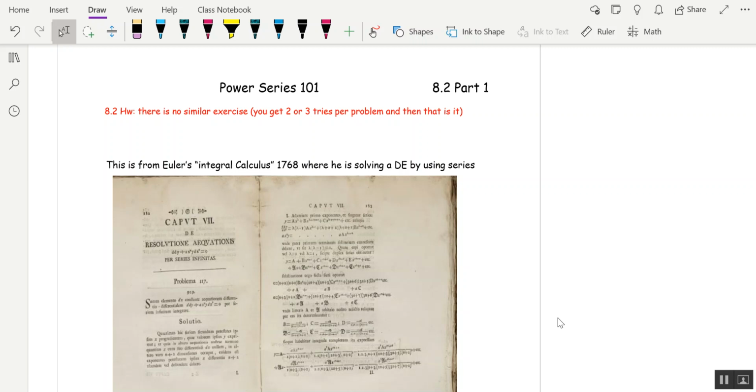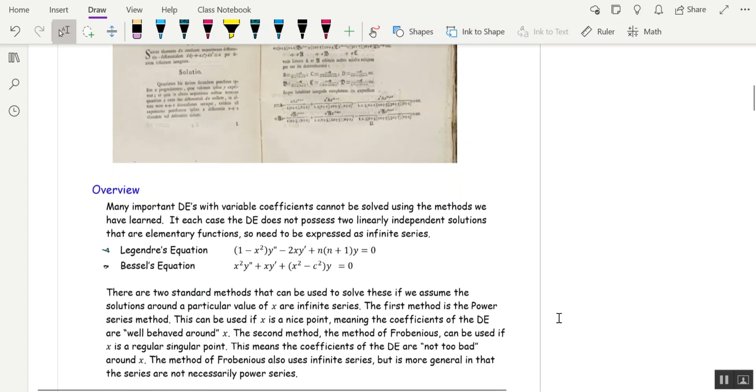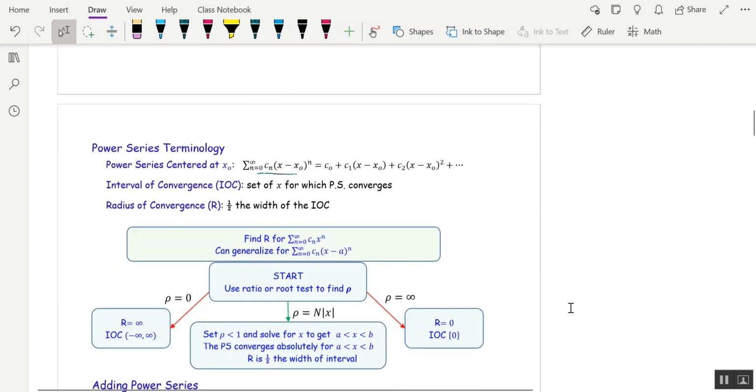Some of the preliminary material: here I've got a picture from Euler's integral calculus where he uses power series to solve differential equations. That's what we're going to have to do in this chapter, and the reason is that, for the most part, differential equations with variable coefficients, such as Legendre's equation or Bessel's equation, cannot be solved using variation of parameters and the other methods we've learned so far in this class. They have to be solved using power series. So today's just a review of some things that you may or may not know about power series, but you will know them by the end of today.